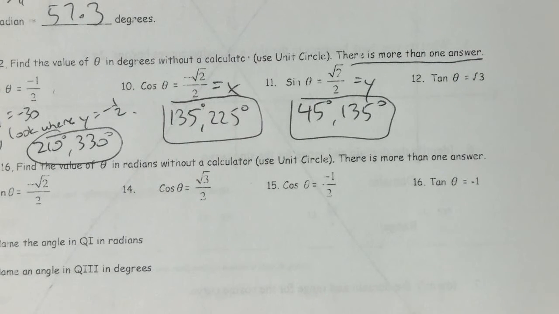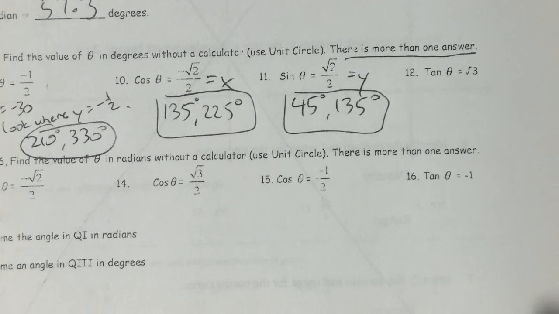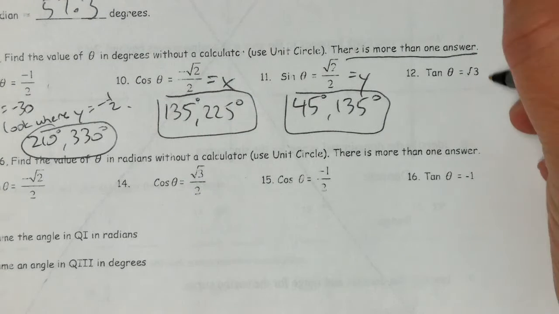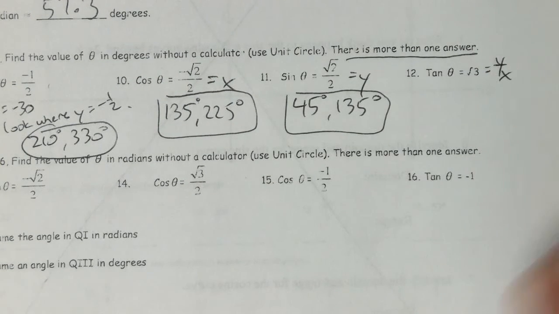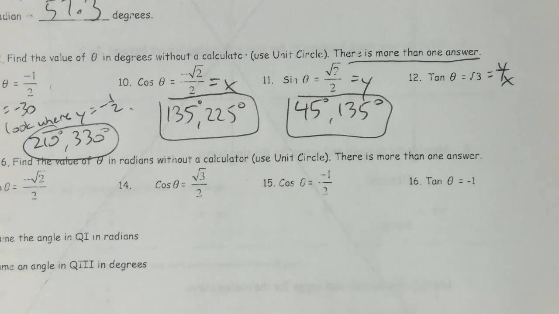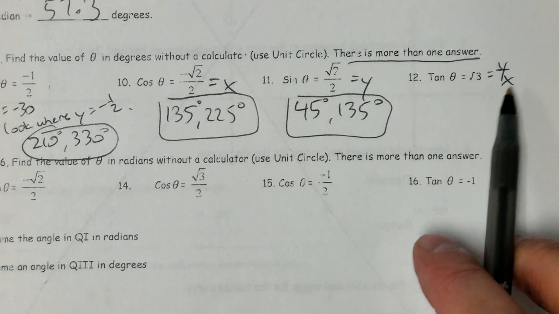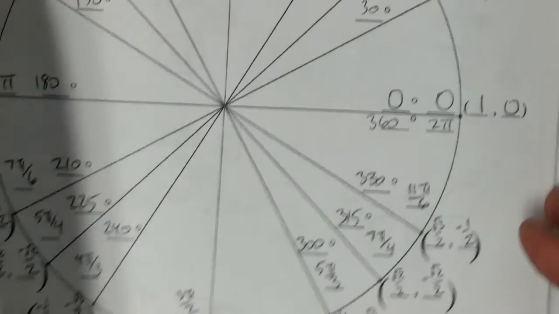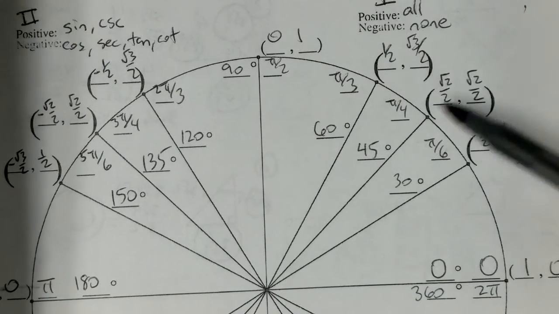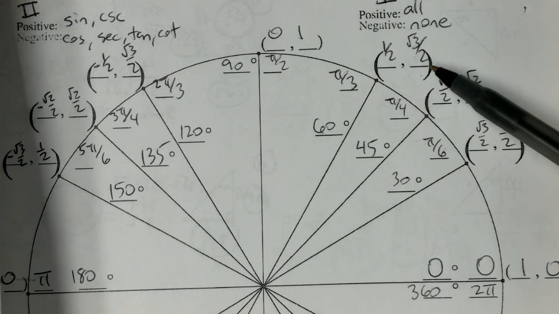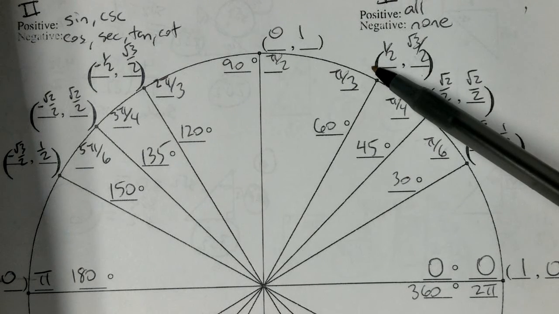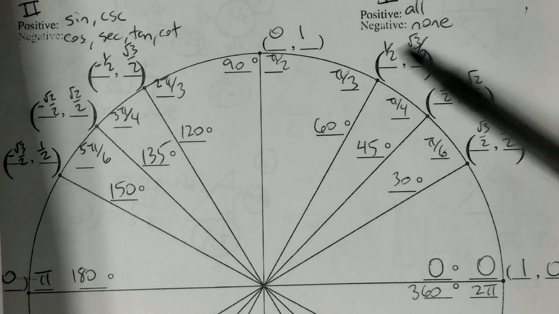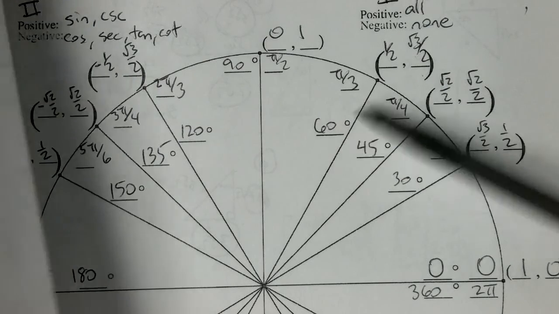Any questions? Okay, then you have tangent, which is y over x. It doesn't show up exactly on your unit circle. You've got to look at different combinations with the y value having square root of 3 over 2, like this one, for example. Square root of 3 over 2 divided by a half, your 2's cancel, and so 60 degrees is an answer.